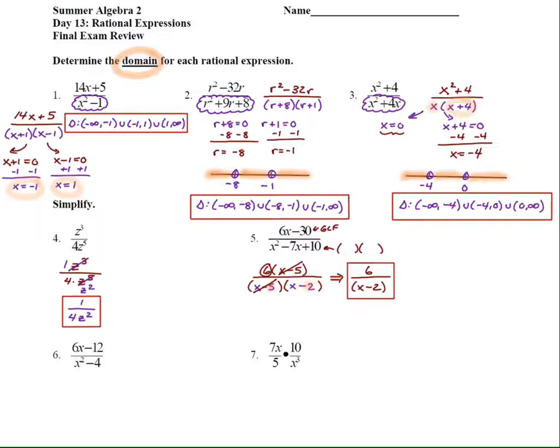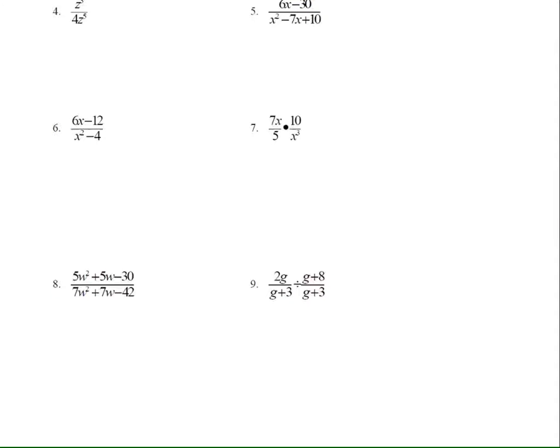Similarly, for number 6, I'm going to see if I can factor it. So the top, I can factor out a 6, so it becomes 6 times x minus 2, and then the bottom is actually a difference of 2 squares, so it'll factor into x minus 2 times x plus 2. And then looking if anything reduces in the top and bottom, I have a factor of x minus 2 in the top and the bottom, so those reduce, leaving you with just 6 over x plus 2.